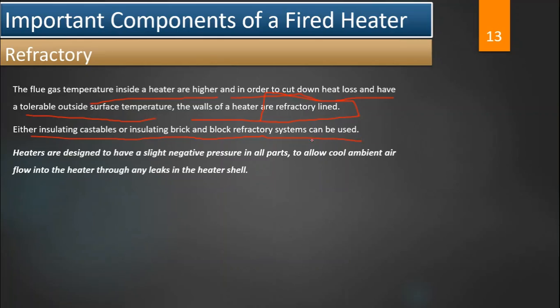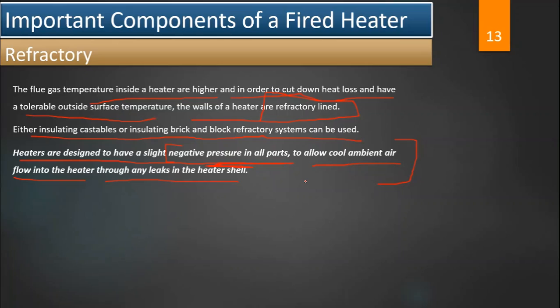This is a very important point that you should remember: heaters are designed to have a slight negative pressure in all parts of the furnace. Negative pressure means low as compared to the outside, to allow the cool ambient air to flow into the heater through any leaks in the heater shell. Obviously, if the heater has a low pressure as compared to the ambient air, then if there is any leakage, the cool ambient air will go inside the heater.